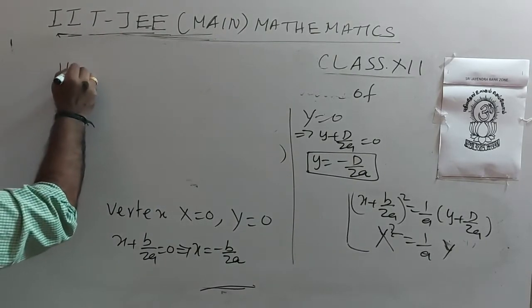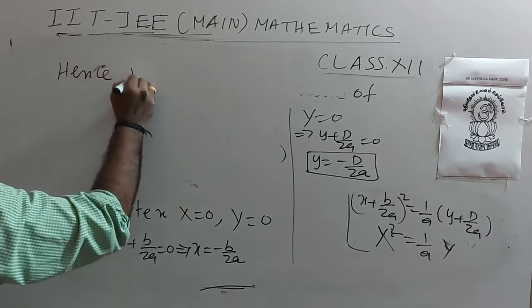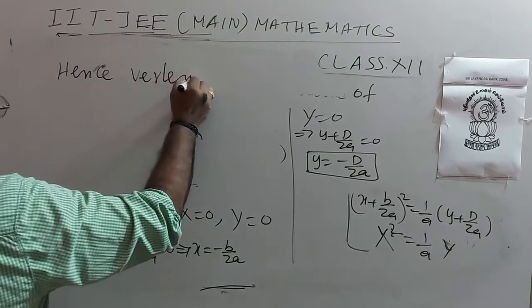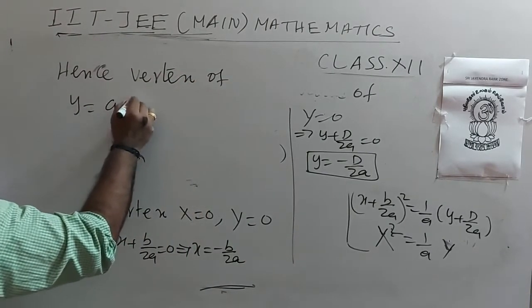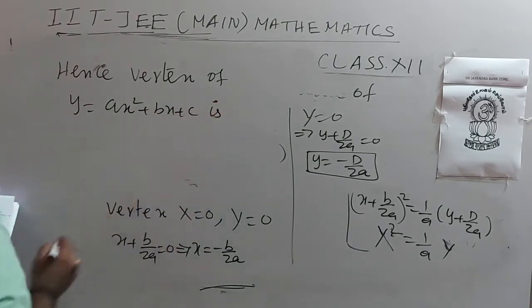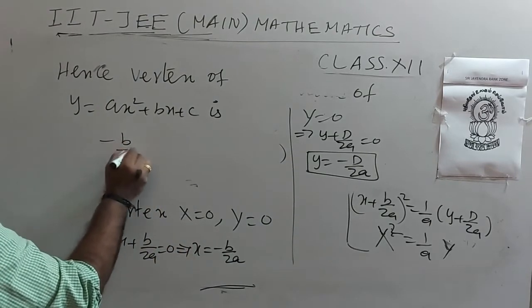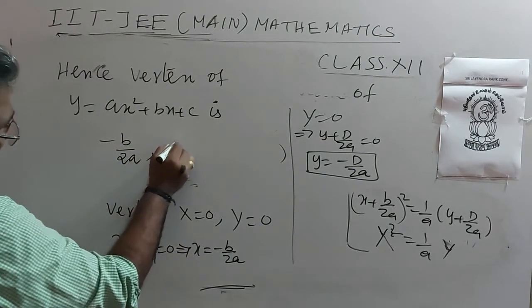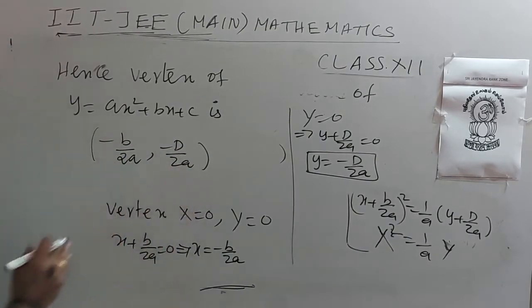So hence the vertex of y equal to ax square plus bx plus c is minus b by 2a comma minus d by 4a. You have to remember this: minus b by 2a comma minus d by 4a. D is nothing but discriminant.